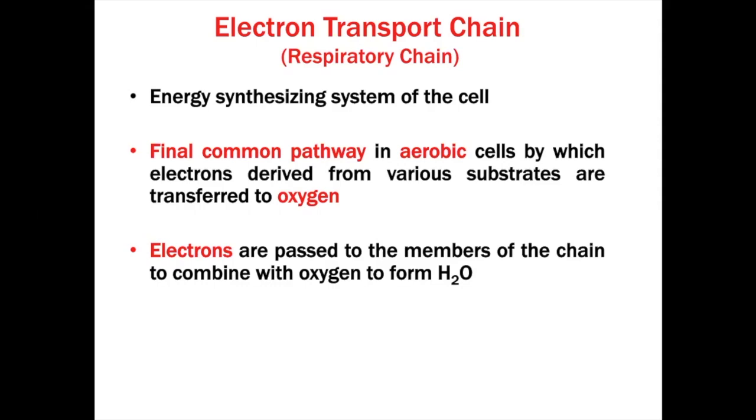Now, this pathway occurs in the inner mitochondrial membrane, and the final acceptor of the electron transport chain is oxygen. There are several complexes in the electron transport chain, which we will discuss, and electrons are passed from one complex or member of the electron transport chain to another until it combines with oxygen, which is the final acceptor.